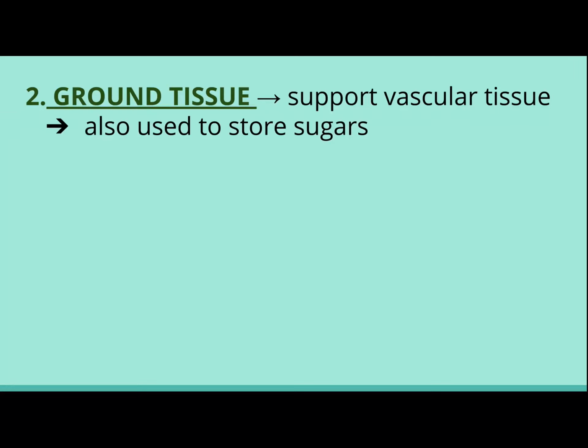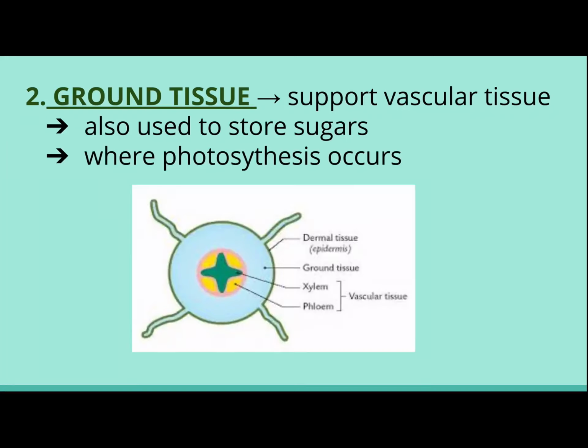Now, the ground tissue supports the vascular tissue throughout the entire body of the plant, through the roots, the stems, and the leaves. However, in the leaves, it has a particular function in that this is where the photosynthesis takes place. Not every cell of a plant performs photosynthesis. Photosynthesis happens in leaves, and there are certain cells on the inside of leaves which is where photosynthesis occurs, and those cells are part of the ground tissue.